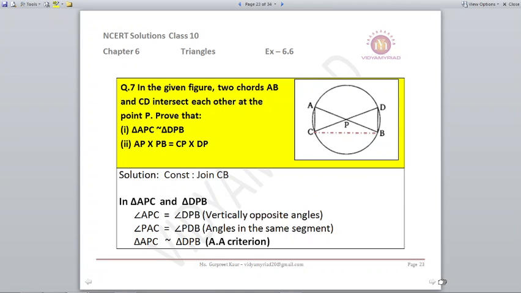Question number 7. In the given figure, two chords AB and CD intersect each other at point P. Prove that triangle APC and triangle DPB are similar. Now here I have done a construction by joining CB. If you look at the figure, angle CAB and angle CDB are on the same segment. So angle CAB will be equal to angle CDB, and we know that vertically opposite angles are equal. Angle APC is equal to angle DPB. So two angles are equal. So by AA criteria, the triangles are similar.